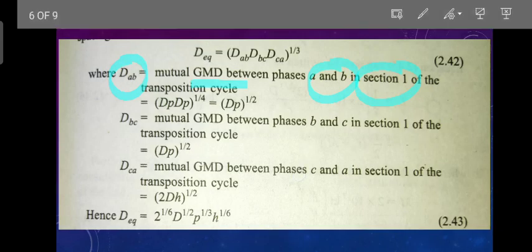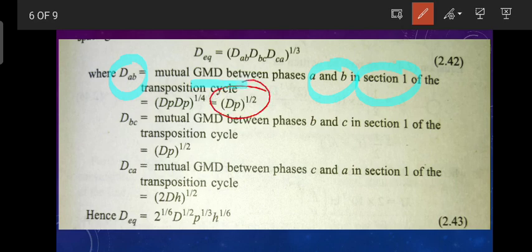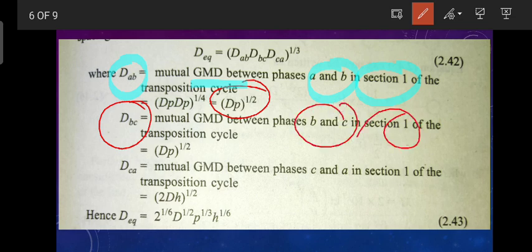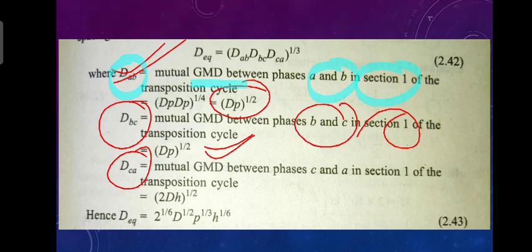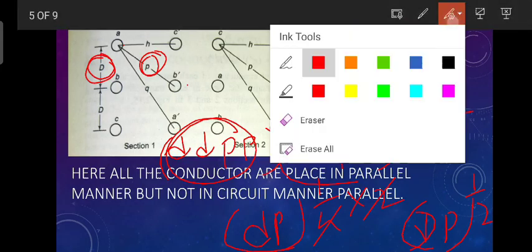So this is our formula, D_p to the power 1 by 2. Like that in B to C, the mutual geometric mean distance between phase B to C in section 1, like that in the previous D_A to B. And C to A, distance CA, let's see how it will be formed.